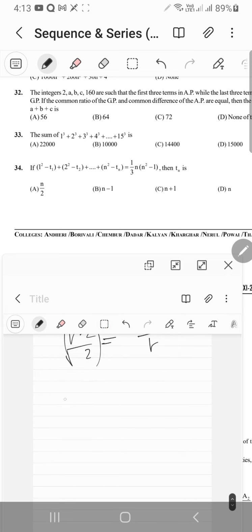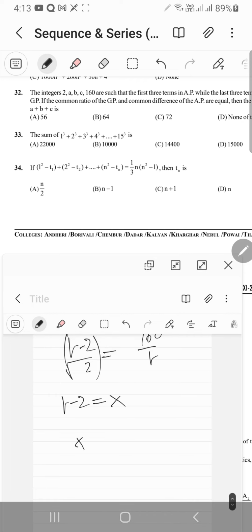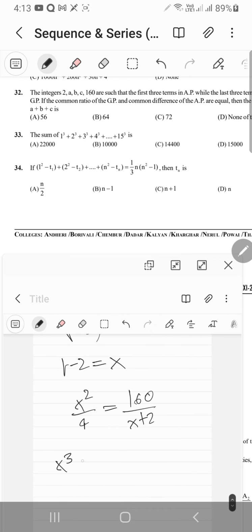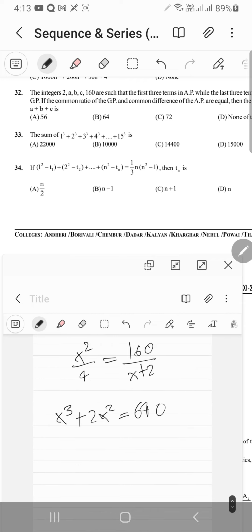So let's just say that B minus 2 is x, and this will be x squared upon 4 equal to 160 upon x plus 2, like that. So this is going to be x cube plus 2x squared equal to 640. I hate when you have to solve a cubic equation, but you have no other way right now, so might as well just try to guess, basically. So x squared times x plus 2 equal to 640.